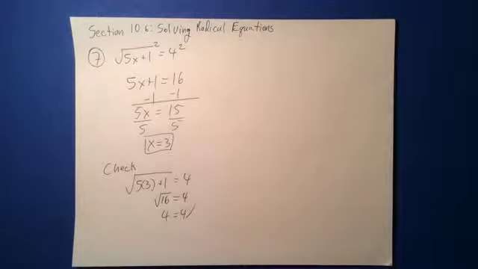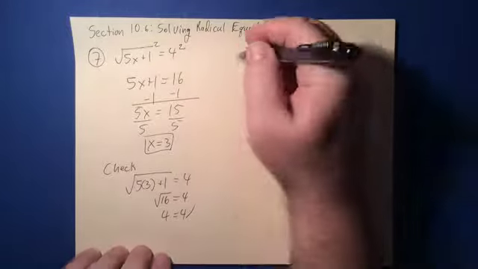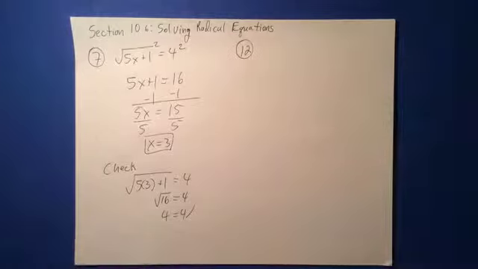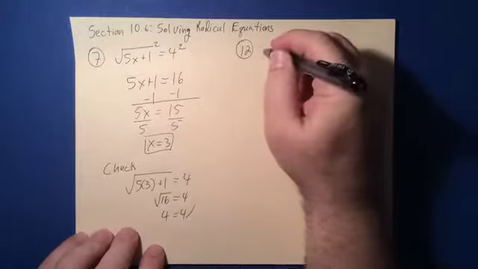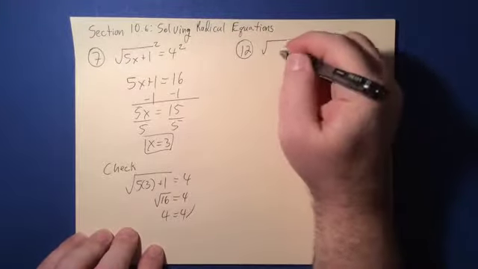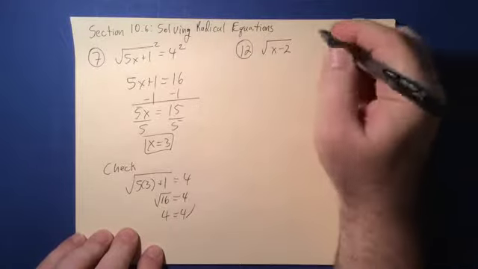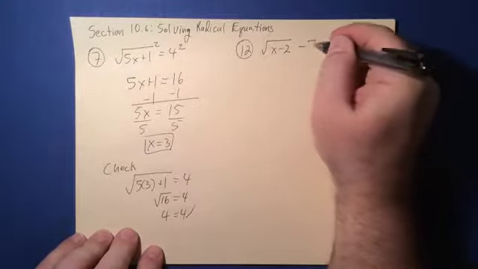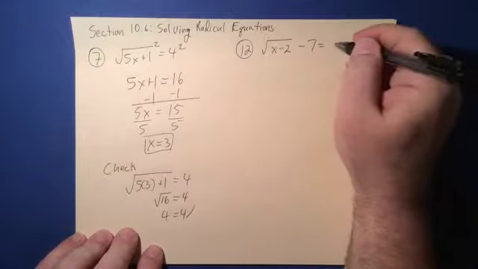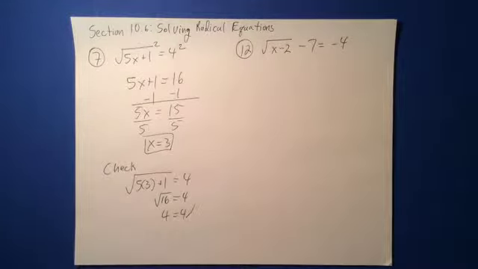So let's go ahead and look at a few of the problems and take a look at some of the loops that they can throw in here. We're going to take a look now at question number 12. This is going to be the square root of x minus 2, minus 7 equals negative 4. So before we can get rid of the radical, we need to get the radical by itself.